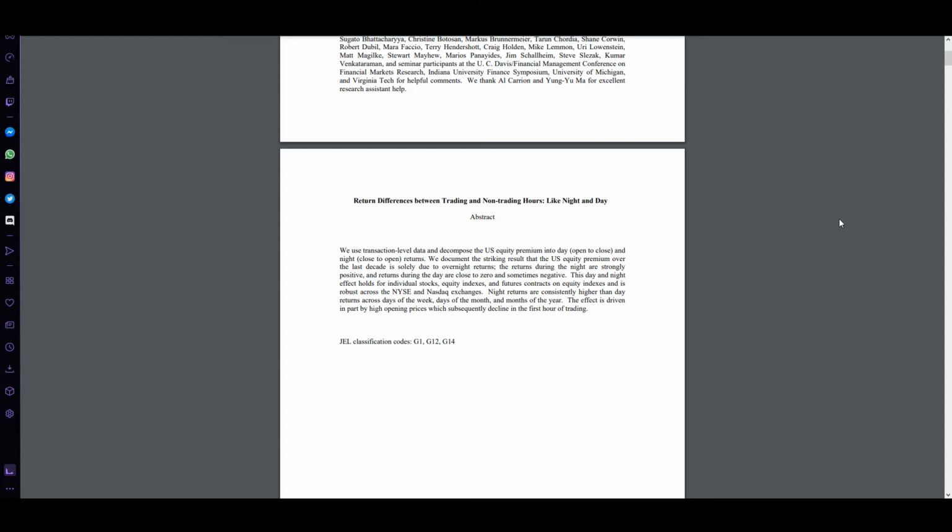So that's the only part of this. I'm going to highlight that so you can know which part I want you to ignore. This day and night effect holds true for individual stocks. That part is not true. Everything else, though, is still true in 2020 and probably still in 2021.